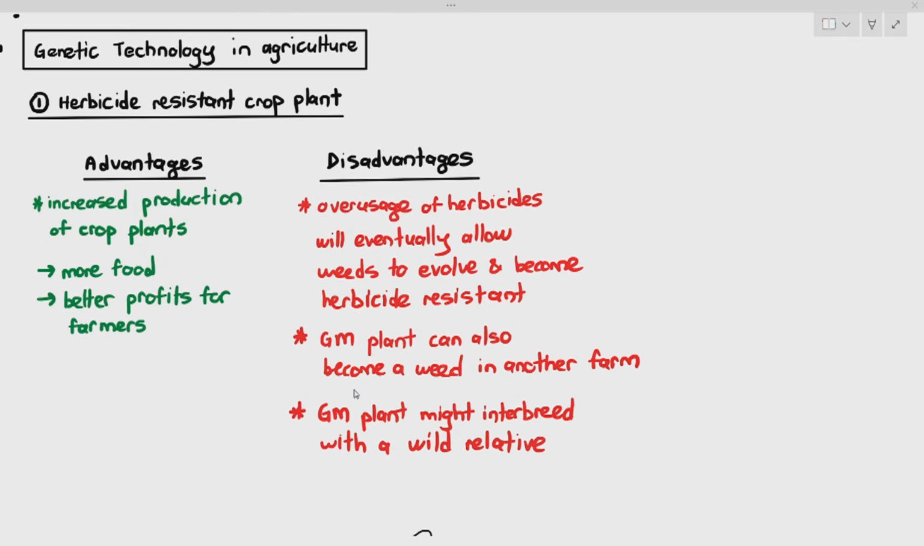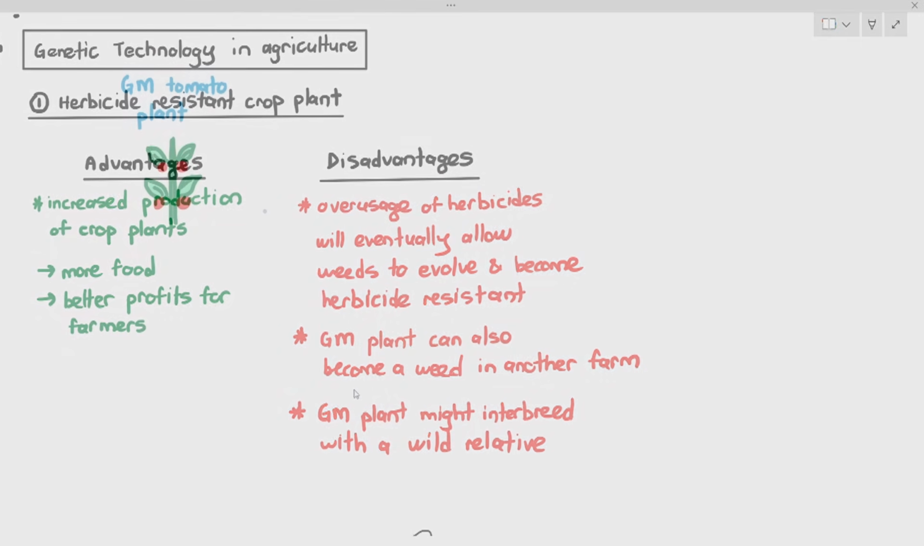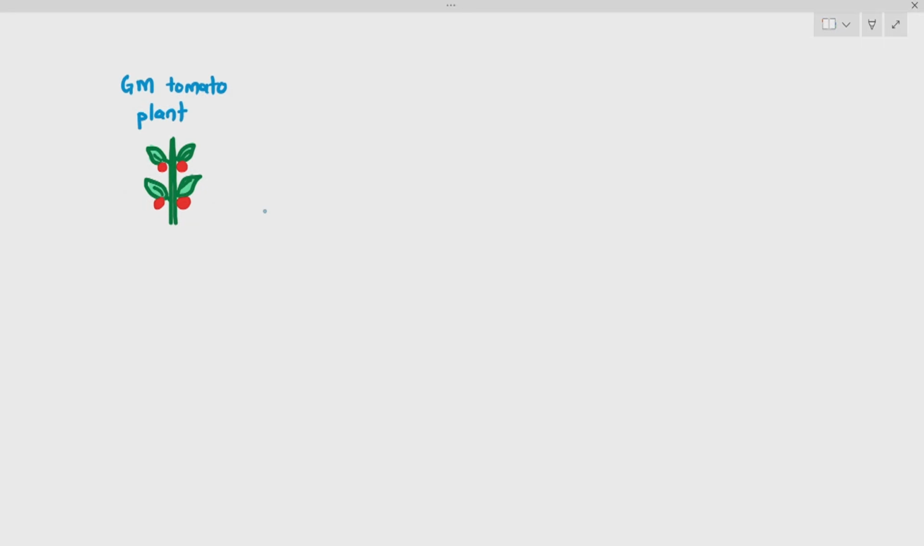Third problem or third disadvantage is the genetically modified plant may interbreed with a wild relative. Now, why is it a problem if it breeds with a wild relative? So you have your genetically modified tomato plant over here. I use tomato as an example, but it can apply to any crop plant. Now, tomato plants actually come from a particular family known as the nightshade family. Again, you don't need to memorize that. But the nightshade family also has wild relatives which exist in the wild, and they are weeds. So I'm just going to draw it out over here.